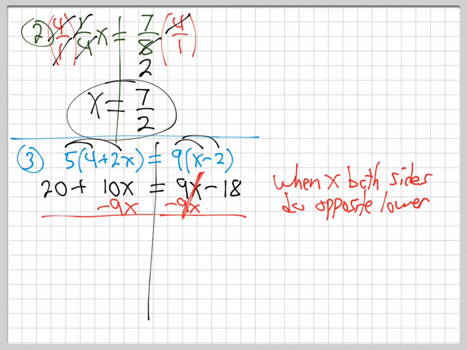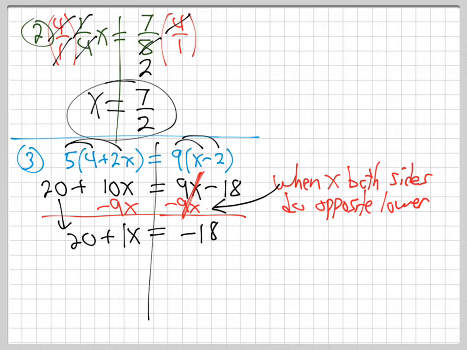And then what? I see how I drew my horizontal line? I drew a horizontal line because I'm showing the result now of that action. Everybody see how I take an action on both sides? And then I draw a horizontal line. Here comes the result. Bring down the 20 plus, what's 10x minus 9x? 1x, or just x. And then minus 18, huh? Good to there.